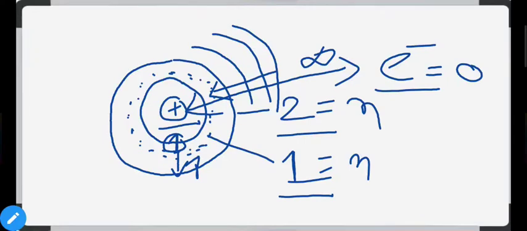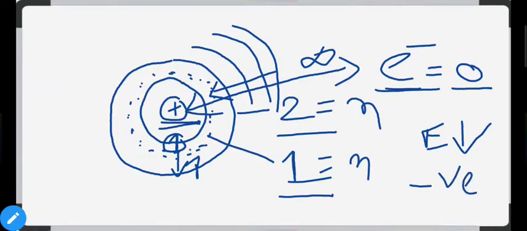And as the distance between electron and nucleus decreases, the energy of the electron decreases. That means it is already zero, and if it is decreasing, it will be negative. So if an electron is present inside the orbit, it will have a negative value of energy.